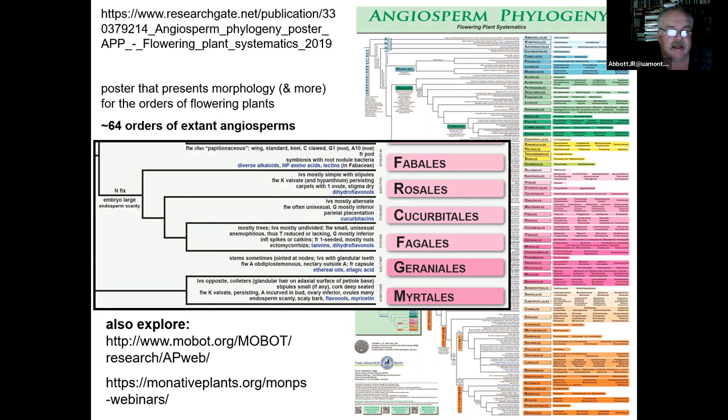And so if you want to try to understand what these big picture names mean, these ordinal names, there's this beautiful poster out there that talks about that. There are some websites that talk about this. And so you can try to understand names at higher levels as well in terms of their applied morphology. But that's a separate talk, not something we're going to go into great detail with here this evening.